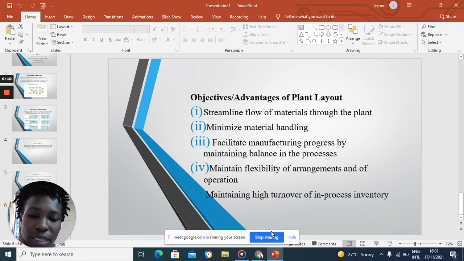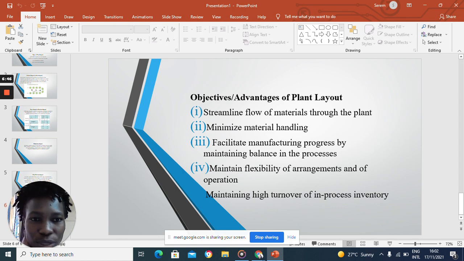Then fourth, maintain flexibility of arrangements and of operations. Hence, we maintain high turnover in the in-process inventory. We find that if you don't have a good layout in your industry, there's going to be a lot of mix-up during the processes, and in that case your in-process inventory might end up being low. But when you have a good plant layout, the arrangements of the equipment, the arrangements of the processes, the flow in the industry, there's going to be a lot of flexibility and hence a high turnover in the in-process inventory.